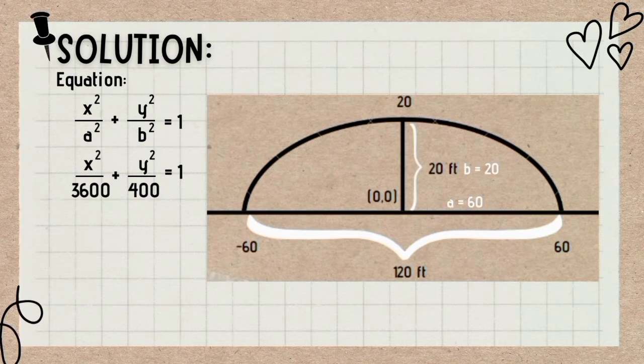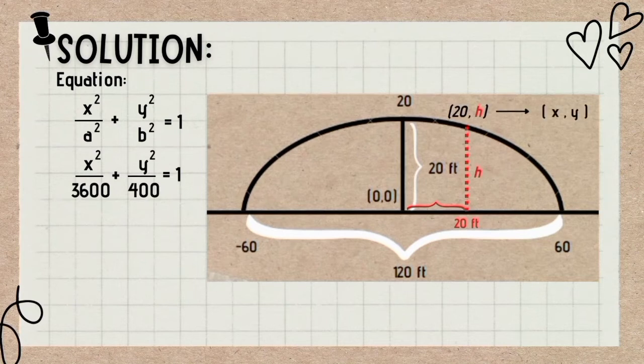Promptly, we can now answer the given question. How high above the water level is the arc at a point 20 feet from the center horizontally? From the center, we need to move 20 feet, because our main goal is to know the height of the arc from the point we just made. Let's call the line we drew h, and the point it marked on the ellipse have the x and y coordinates 20, h.